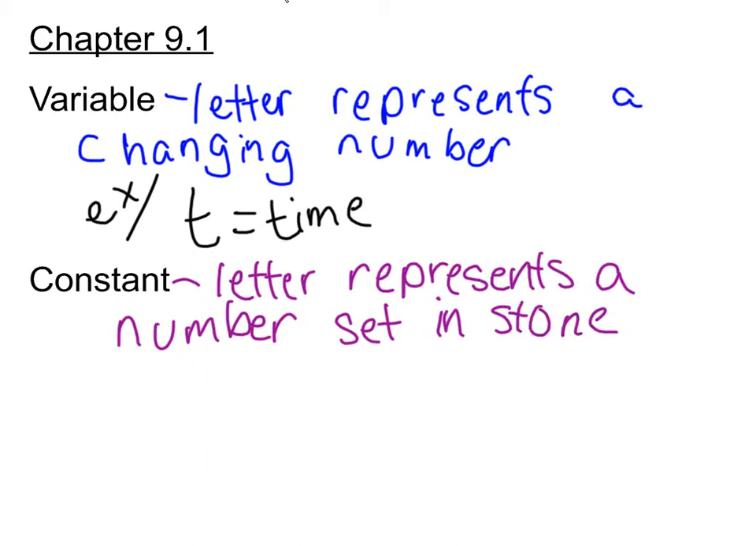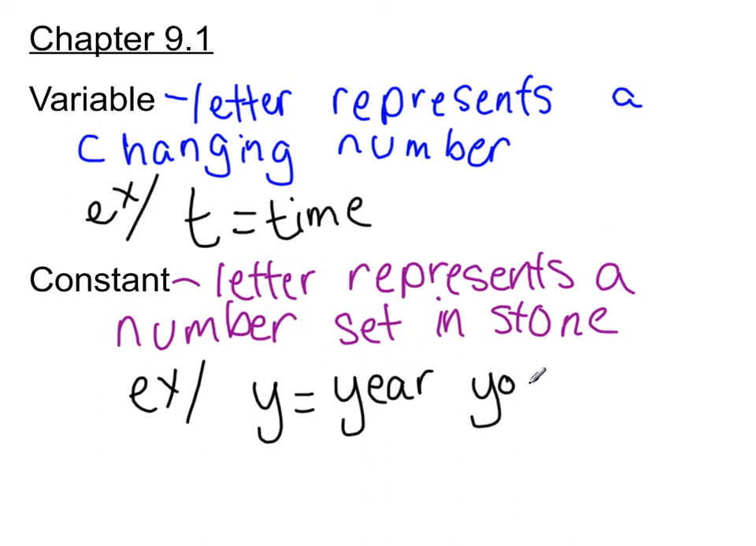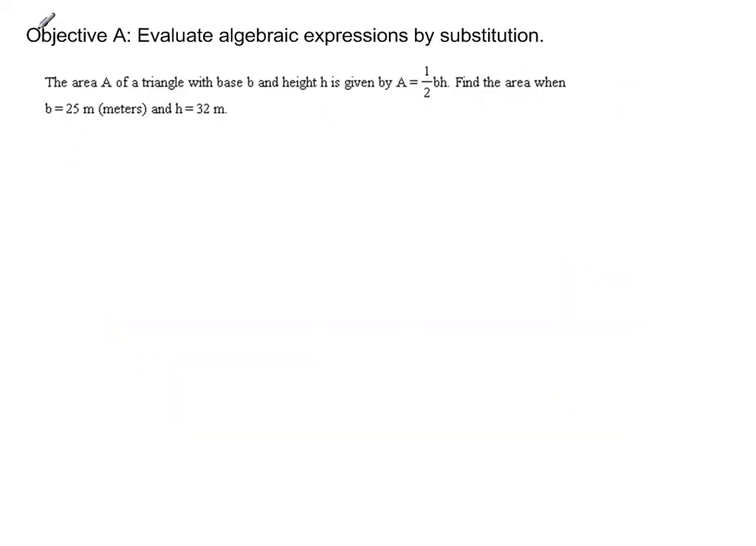Let's see, what's a good example of that? Probably if we wanted to describe that, we could say Y, where Y is the year you were born. No matter what you do, you can't change the year you were born. If you were born in the 80s, you're stuck. You were born in the 80s. You can't change that. So that's set in stone. It's a constant.